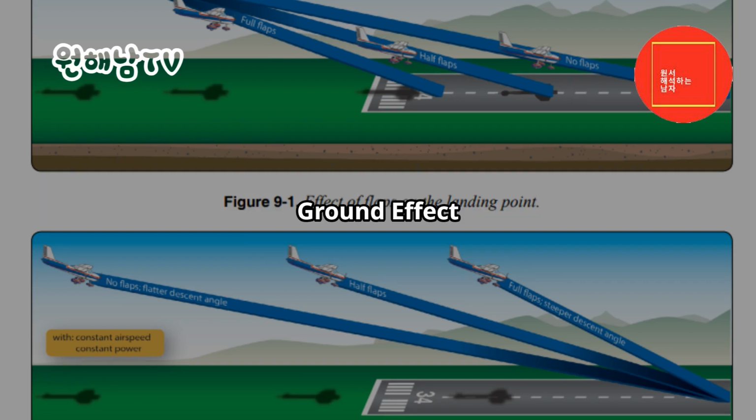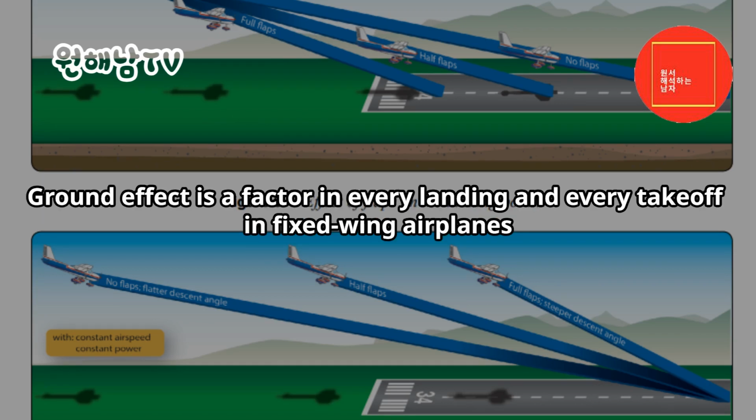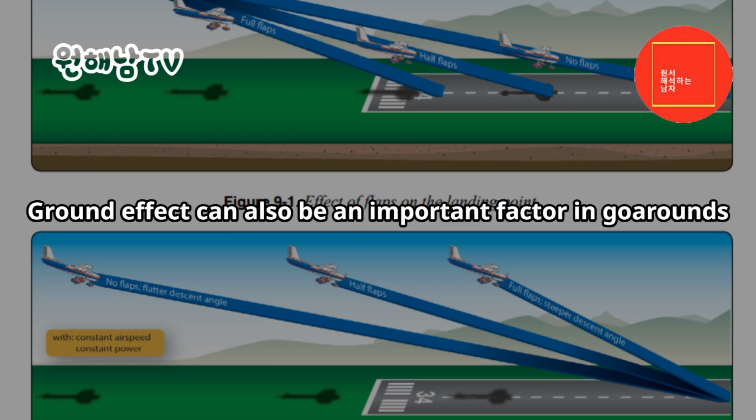Ground effect. Ground effect is a factor in every landing and every takeoff in fixed-wing airplanes. Ground effect can also be an important factor in go-arounds.